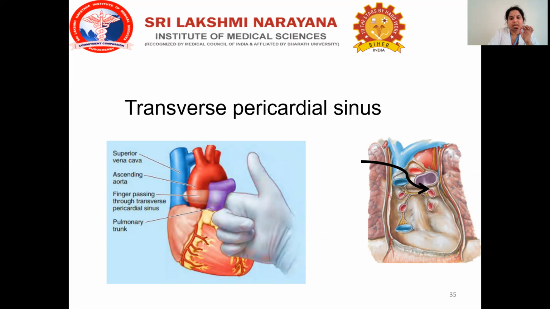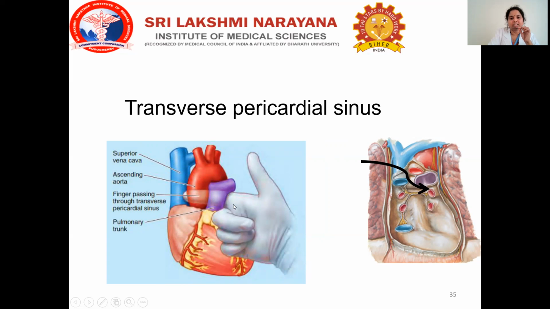So this transverse pericardial sinus passes in front of the superior vena cava and behind the aorta and pulmonary trunk. As you can see, the finger is passing through the transverse pericardial sinus. The same is being shown here. It passes in front of the superior vena cava and behind the aorta and pulmonary trunk.